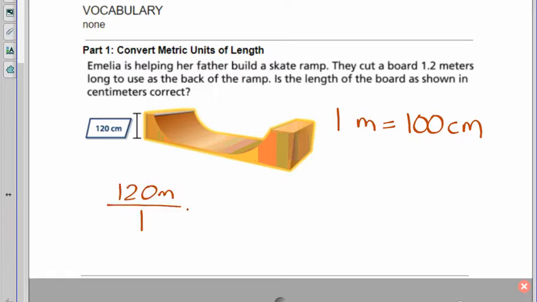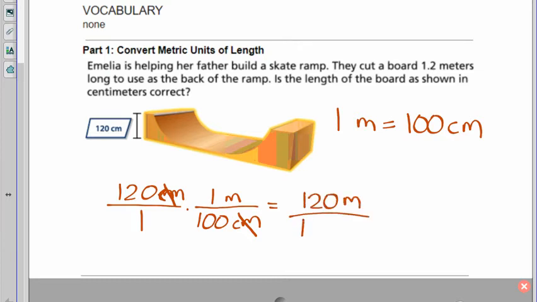And we're going to use dimensional analysis. So I put my 120, that should be centimeters, over 1. And I want centimeters to cancel out. So I'm going to put centimeters on the bottom and meters on the top. Centimeters cancel out. And I get 120 meters divided by 100. And dividing by 100 is super easy. I'm going to move my decimal over 2 places because there's 2 zeros. And I get 1 2/10 meters, which is exactly what it's supposed to be. So yes, they were correct.